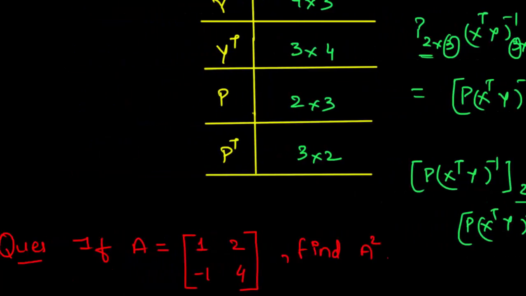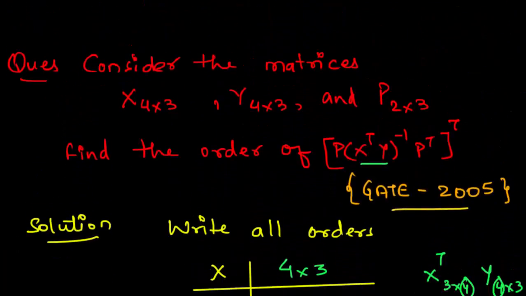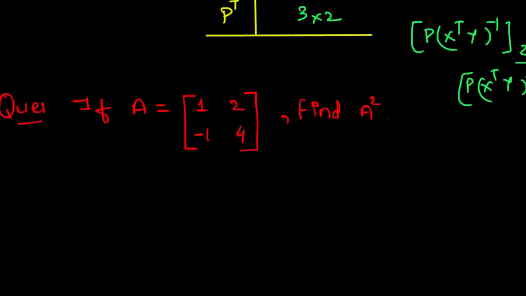So I'll quickly write here. I have not mentioned options here, but in the exam there was the option 2 cross 2. So if you go through the papers and if you find this problem, you can easily take 2 cross 2 as the answer. Okay, let's solve one more question.